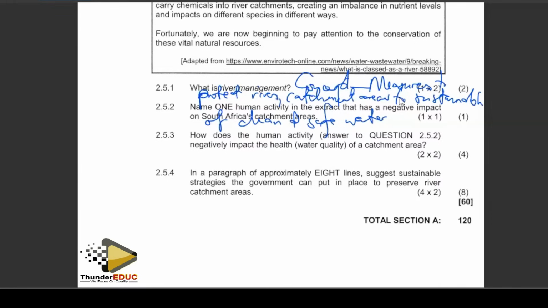So what should we do? We should take corrective measures to make sure that our rivers are safe. They are safe from pollution. They are safe from toxic elements. They are safe from siltation. They are safe from any harmful element that might cause or disrupt them having capacity to supply sufficient clean and safe water. Right. So it's a concept. You define it according to your own understanding.